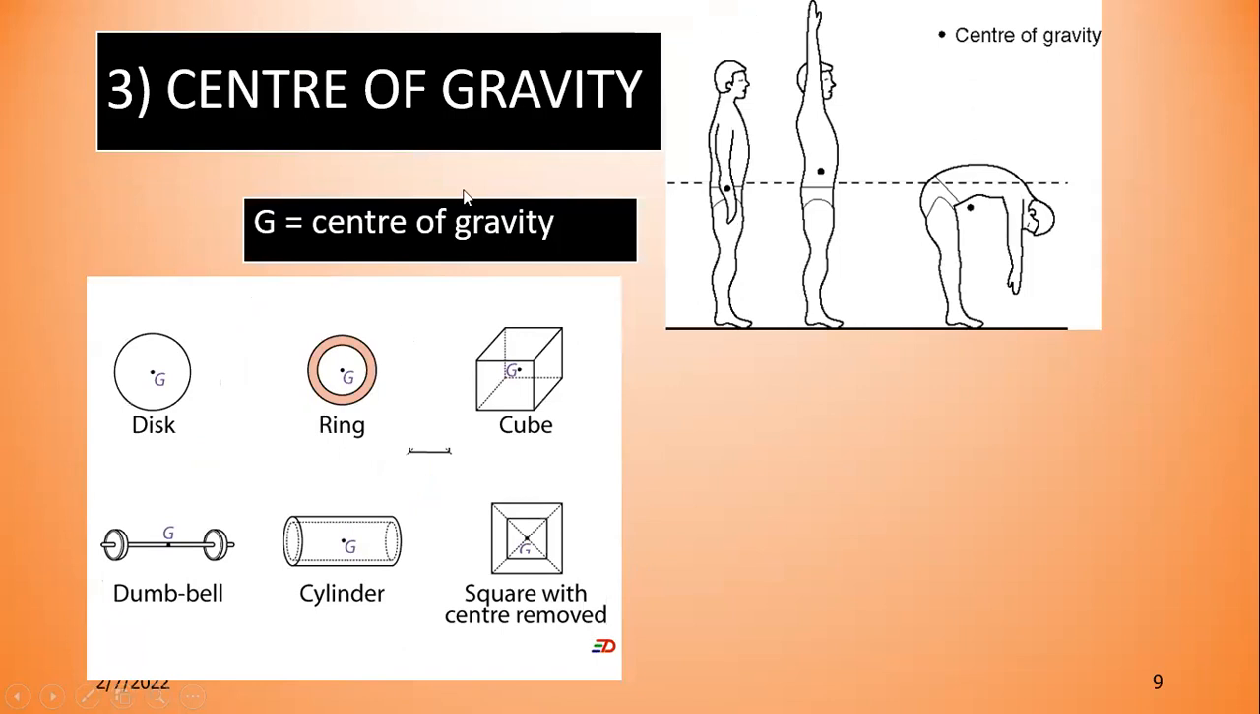Center of gravity for different objects, we can see it is given there. For the disk, the center of the disk; ring, the same thing, the center of the ring. Cube is where the diagonals intersect. There's a G. Dumbbell is here. Hollow cylinder is here. Square with center removed, same thing as a solid square. This one shows you the center of gravity can change.